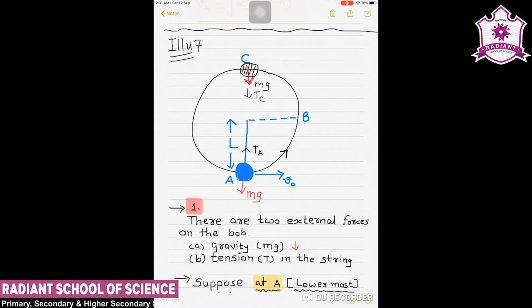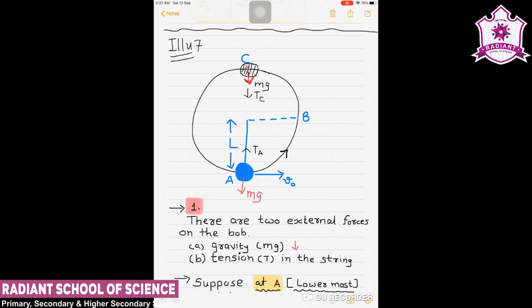It is given that a bob of mass small m is suspended by a light string of length L. So here in the figure, that blue colored ball is the bob and it is suspended by a string of length L. It is imparted a horizontal velocity v0, that is indicated by an arrow.